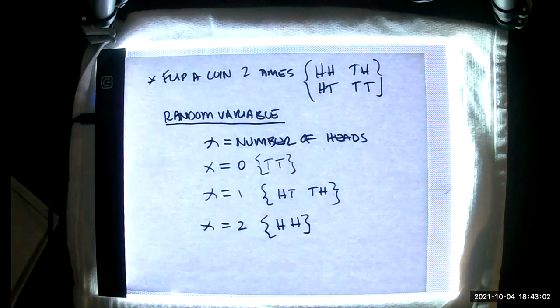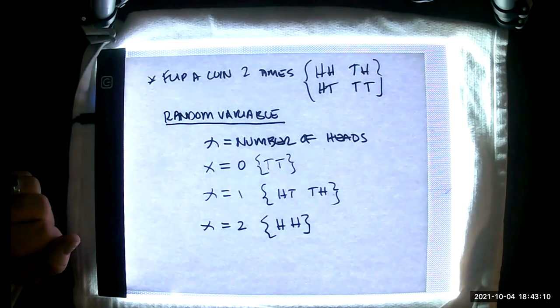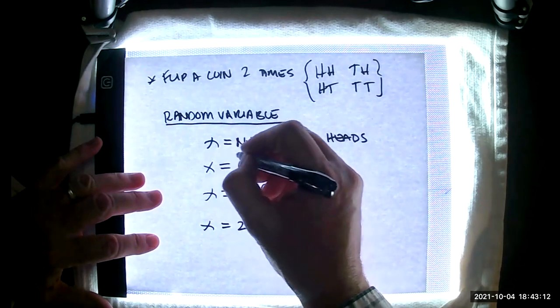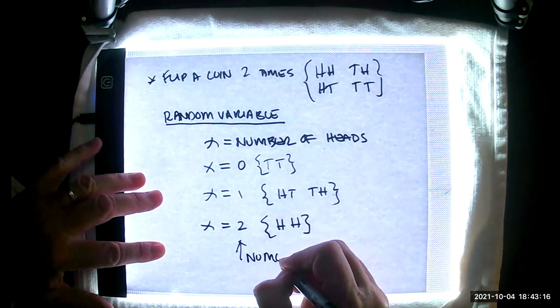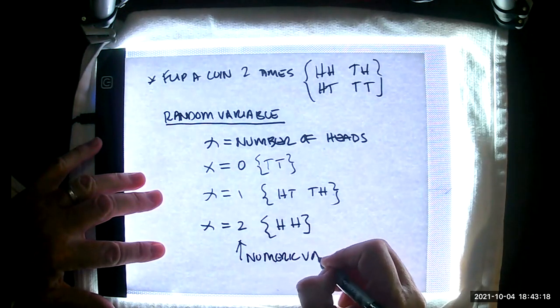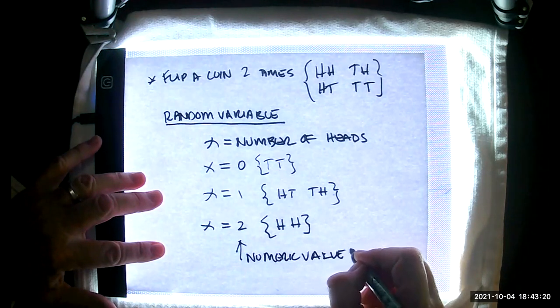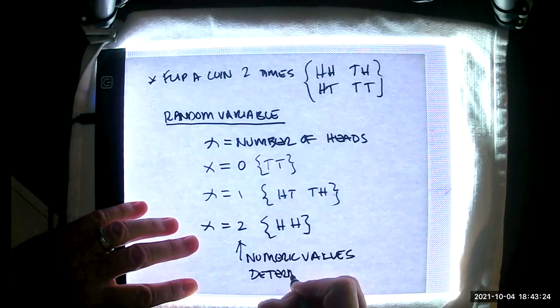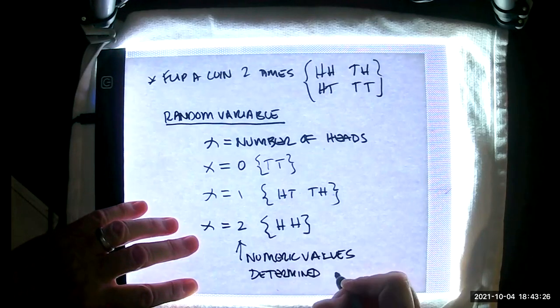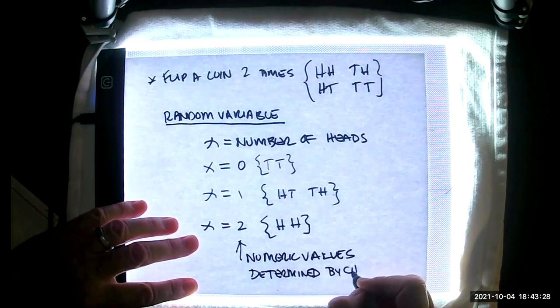So there's my random variable. And it's got a single numerical value determined by chance. These guys here are the numeric values. And they are determined by chance.